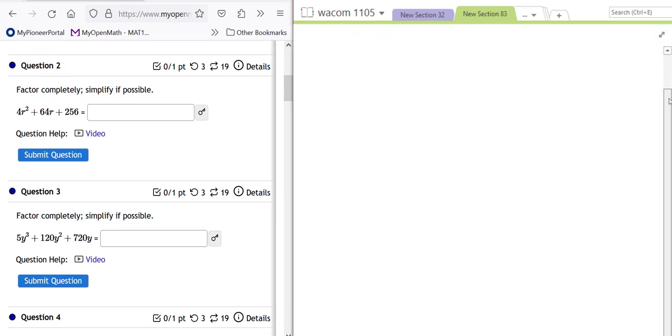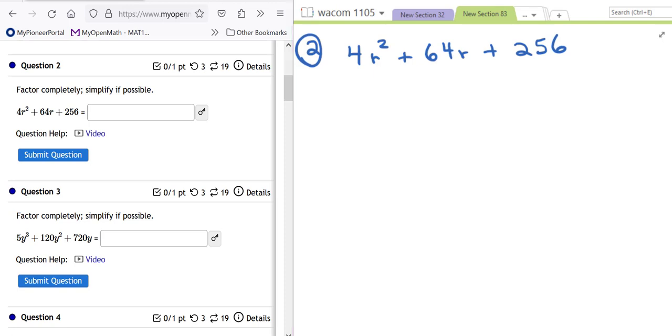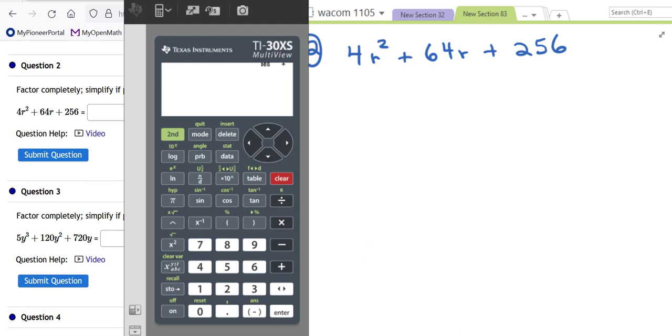So if we go back to problem 2. So here is another trinomial. And you want to always check for GCF. This one does have a GCF. You know at least it has a 2, and I am hoping it has a 4. So I'm going to pull this calculator. 4 does go into 64. Let's just check 256. 256 divided by 4. So, yes, it goes into 256 evenly.